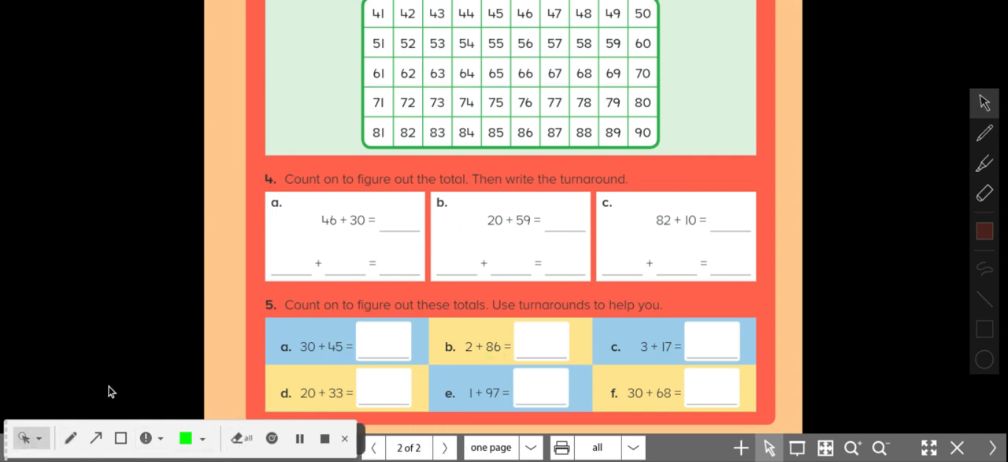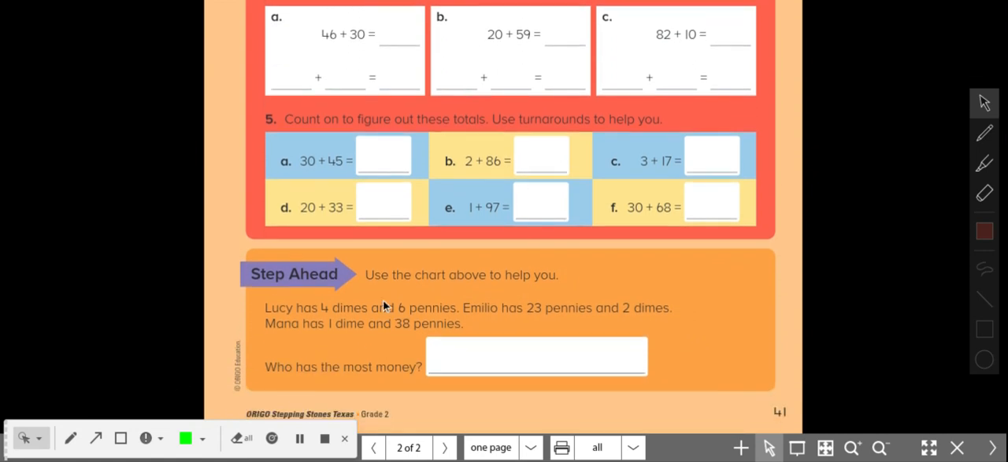All right, let's look at the very bottom. This is your step ahead. It says use the chart above to help you. Lucy has 4 dimes and 6 pennies. Emilio has 23 pennies and 2 dimes. Manna has 1 dime and 38 pennies. Who has the most money?